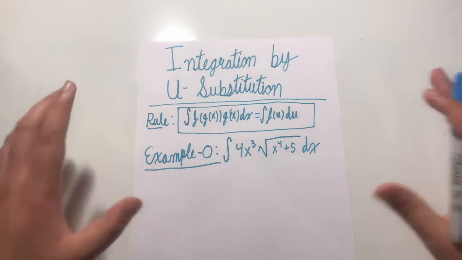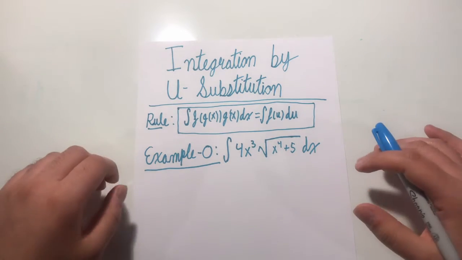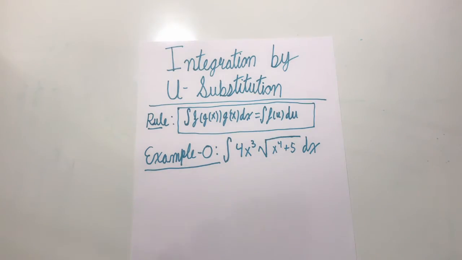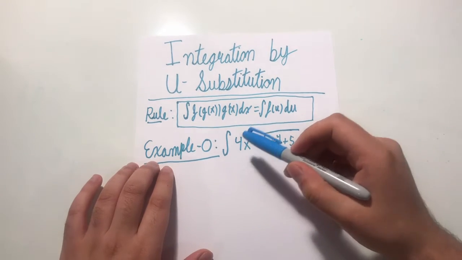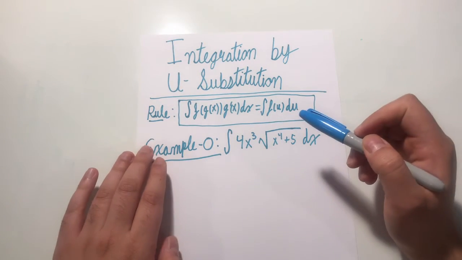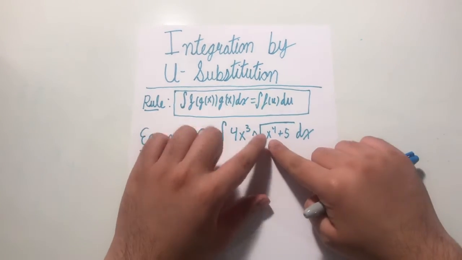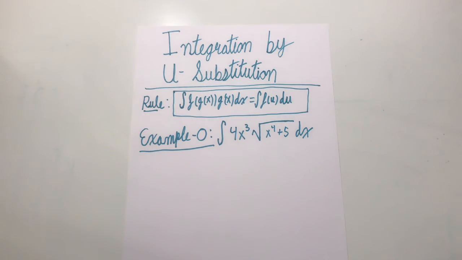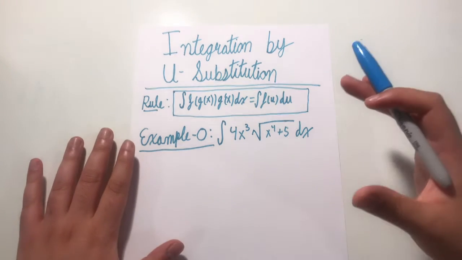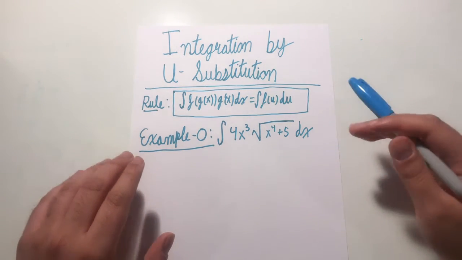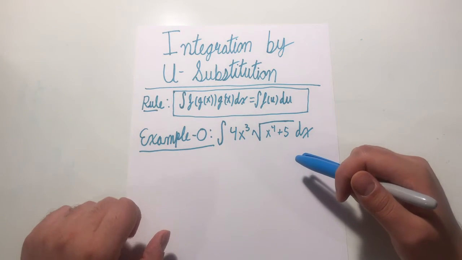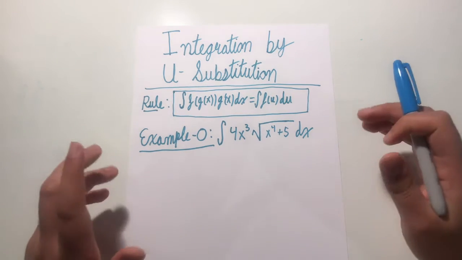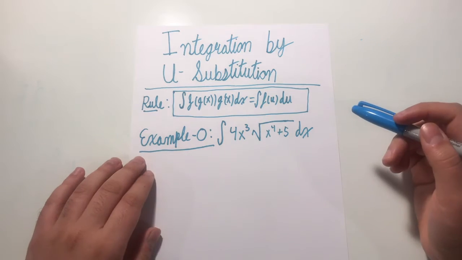So let's just start out with this first example 0. Now what we have here is the integral of 4x to the third times the square root of x to the fourth plus 5 dx, all right? And we need to take the integral of that. Now, the way U-substitution works, the primary technique in this, is taking some of your more complicated stuff and substituting simpler things that you can more easily integrate.